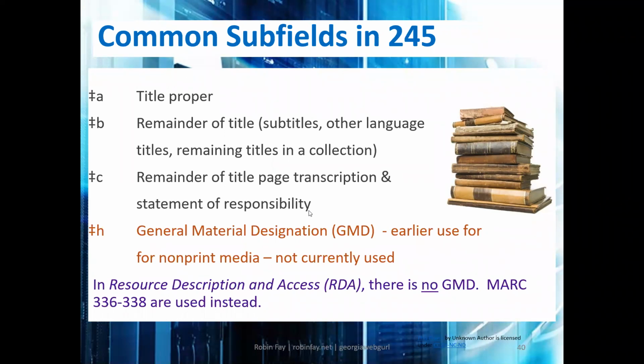If it doesn't, you need to look more carefully at it. Here's some common subfields. And again, I'm not going to go through all of these. We used to use something in our title fields called the GMD, the General Material Designator or designation. And this is what we used to use for non-print material.